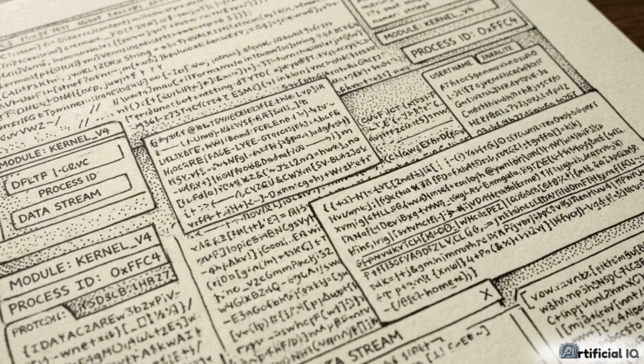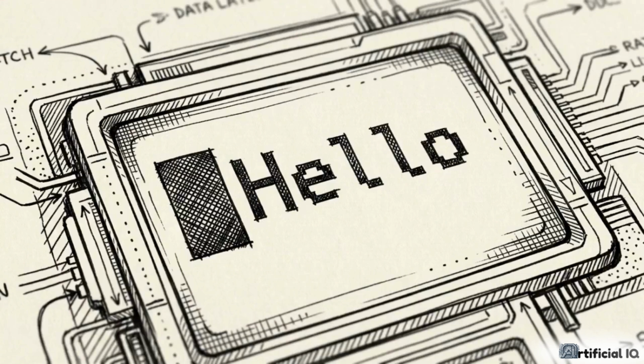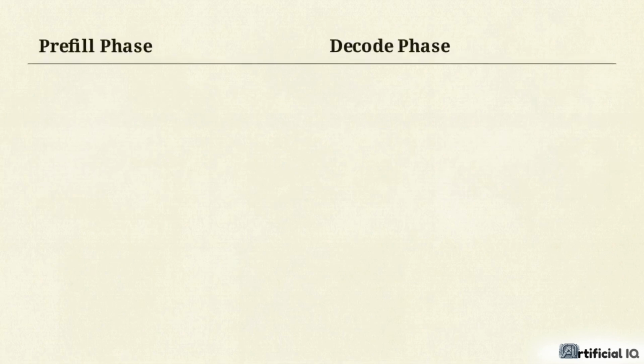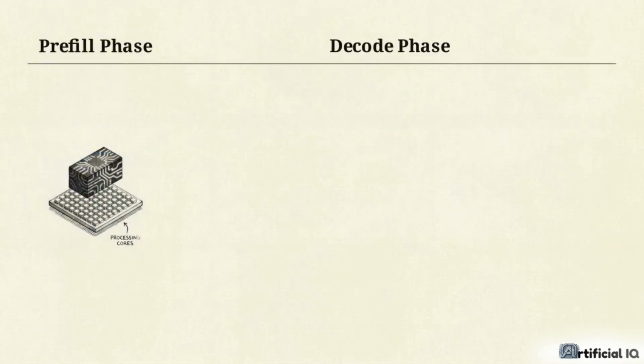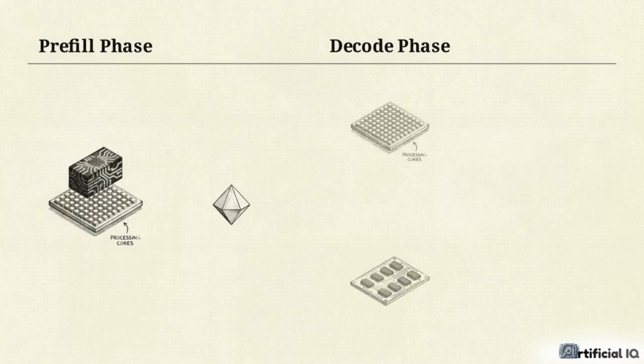The second phase is decode, which governs your time per output token, or TPOT. This determines whether the generated text streams rapidly or feels sluggish. This timeline illustrates the difference. After the parallel prefill block on the left, decode generates output tokens sequentially. For every single new token produced, the system must load massive weight matrices from VRAM all over again.